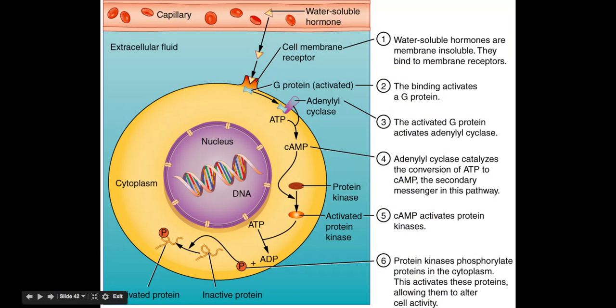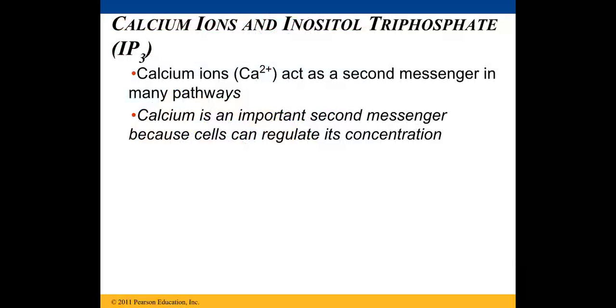So here's an example of where we can have a water-soluble hormone that's going to come through. It is going to activate a G protein. Here's an adenylyl cyclase embedded, cyclic AMP activates some protein kinases, and then we have this cascade of proteins that are phosphorylated, and then there's going to be some kind of action in the cell. It might turn on a gene, it might change the cell shape, but it's going to do something like that.